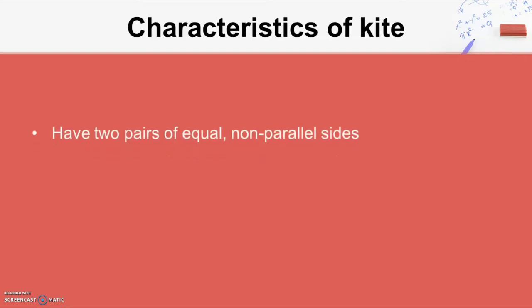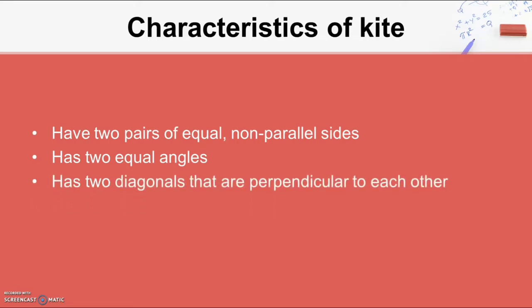2. Characteristics of a kite. All flat shapes or two-dimensional shapes must have characteristics. Likewise, the kite has 4 main characteristics. First, it has 2 pairs of equal, non-parallel sides. Second, the kite has 2 equal angles. Third, the kite has two diagonals that are perpendicular to each other. And last, the kite has one axis of symmetry.